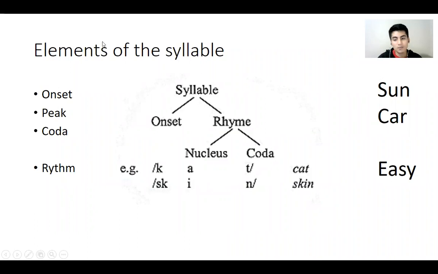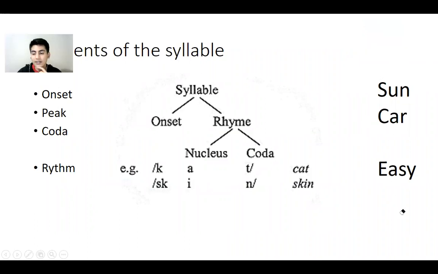We're going to see more of these examples with other words. We have, for example, sun, car, easy. Let's start with the easiest one, sun. We have the onset, the S. As we can see, we also have a peak, that is the U. And we have also a coda, the N. So all together, it sounds like sun. And this N gives it a closed sound. That is why it sounds like sun.